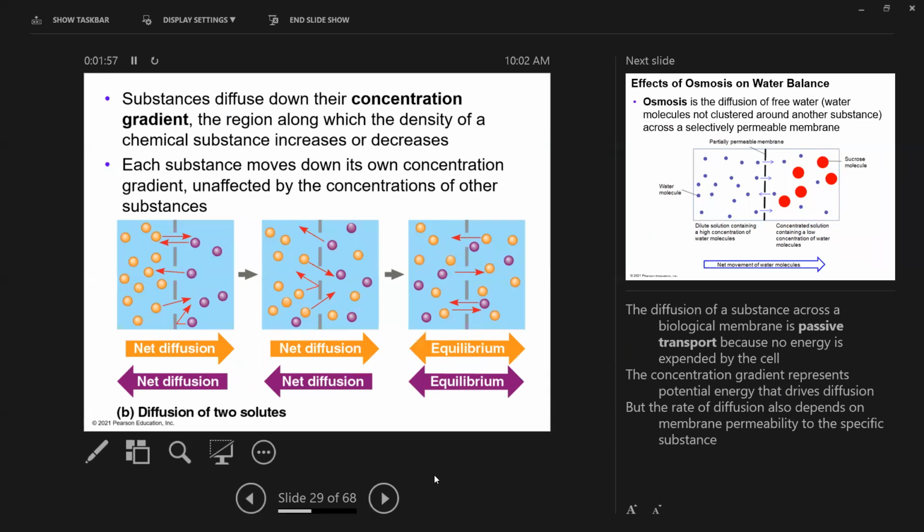The rate of diffusion depends on the membrane permeability. So the permeability of what is setting up that actual gradient, okay, to that specific substance. So it depends on whether things can actually move through that gradient itself. And substances are going to diffuse down their concentration gradient, and they're going to move in relation only to their own concentration.